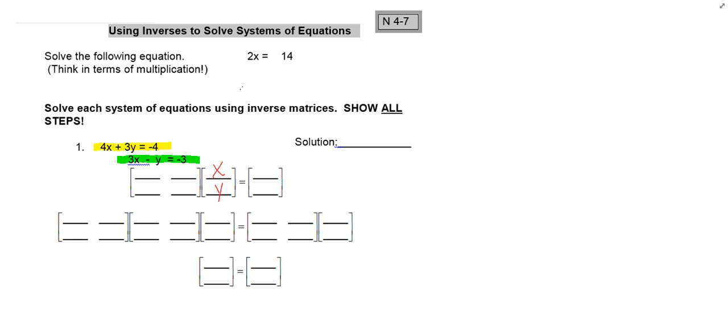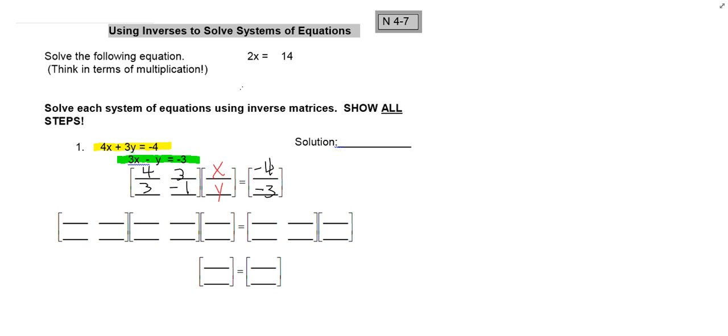We have 4 and 3, and that equals -4. So our solution is going to be over here on the right hand side. So it looks very similar to the way it's set up when we first start. And then down at the bottom we're going to have 3, -1, and all that equals -3.